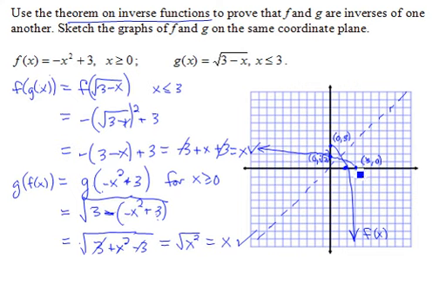Notice that the domain of g is the set of x's less than or equal to 3, as it's supposed to be the case, and we've got a good sketch of the two graphs here. This symmetry about the line y equal x is not coincidental. That is characteristic of any pair of inverse functions.